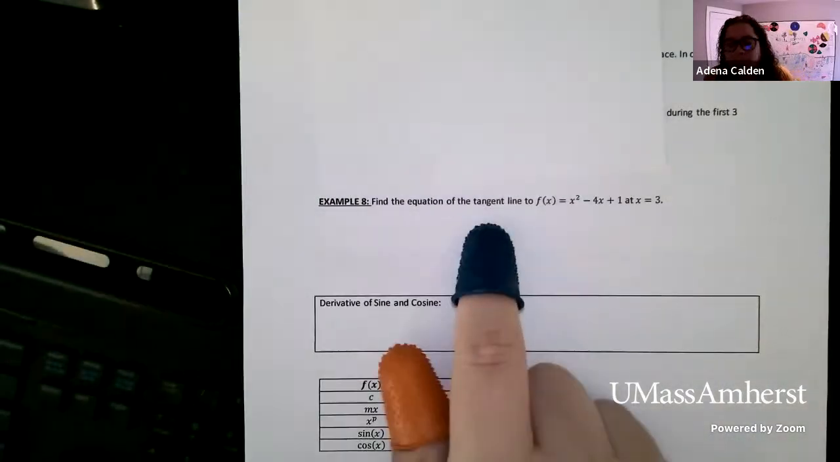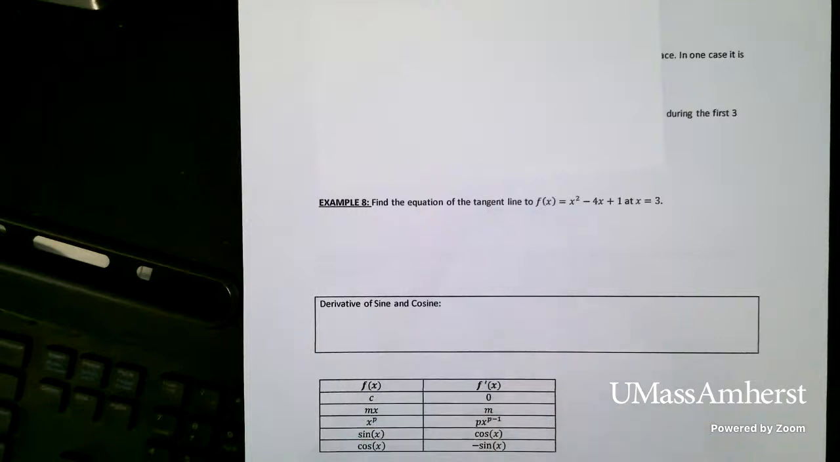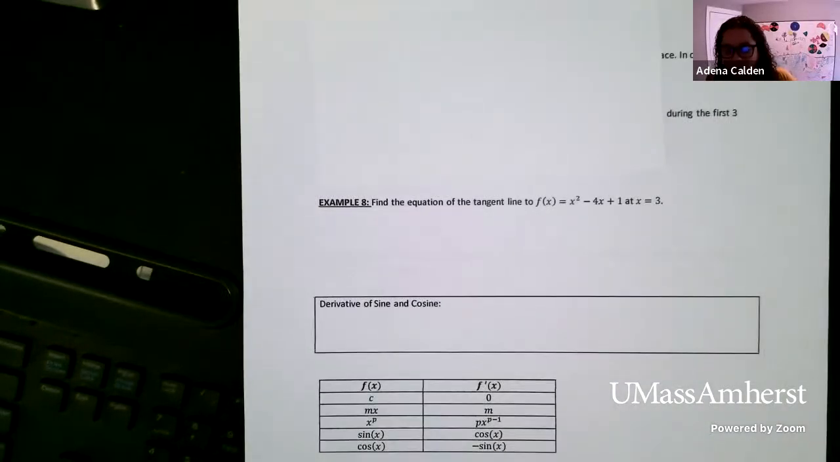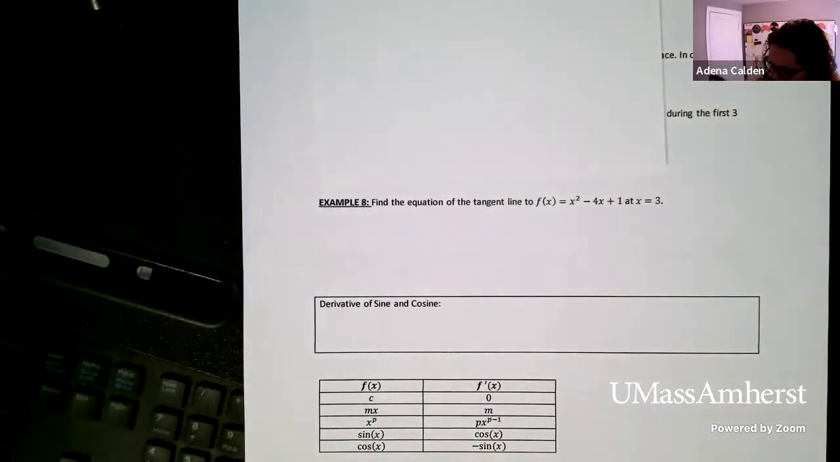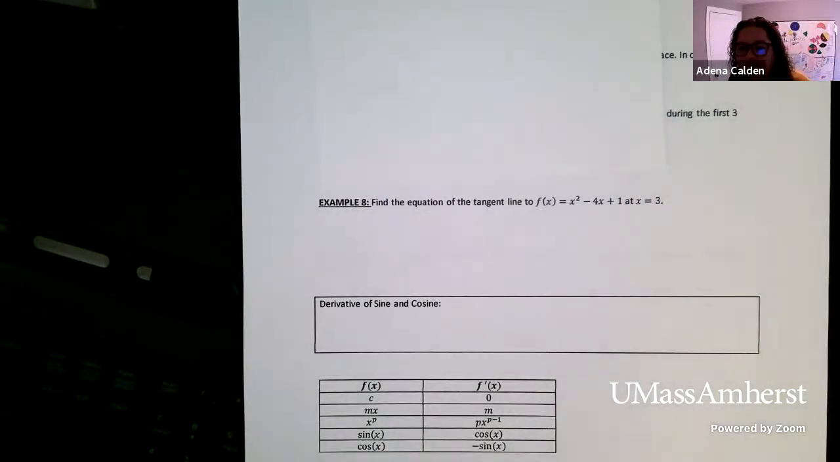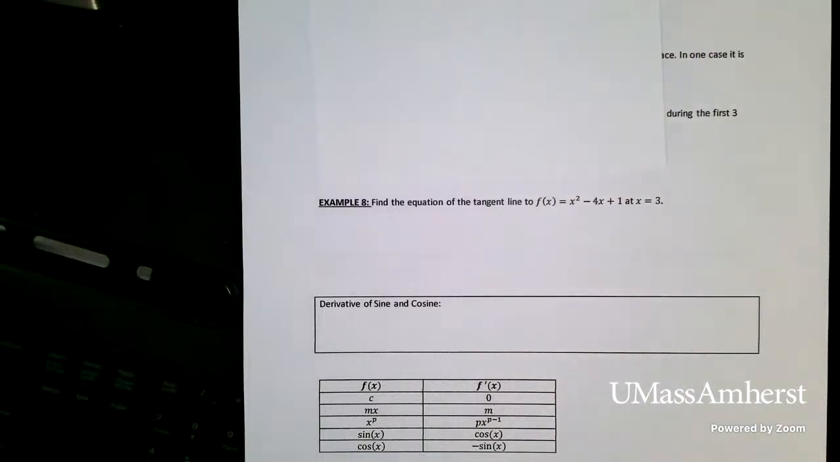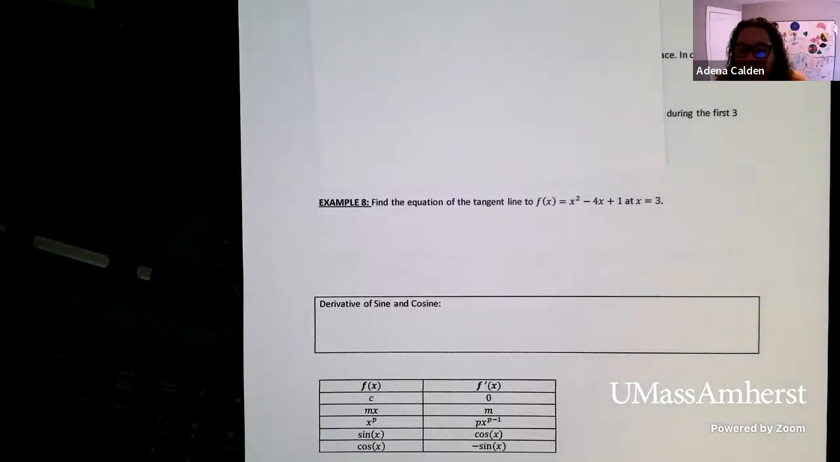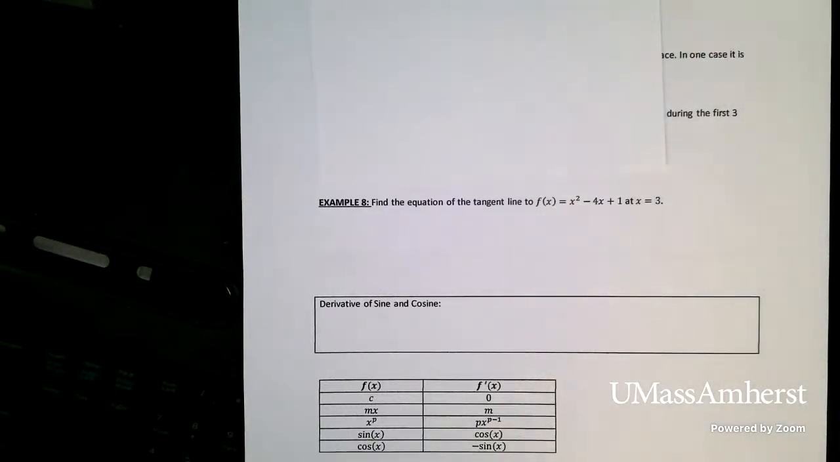So example 8 we're going to do is find the equation of the tangent line. So we've spent a lot of time in this class talking about how the derivative is the slope of the tangent line. And now that we have formulas, we can go ahead and extend it to actually finding the full equation of the tangent line. So we know that lines have equations that are y equals mx plus b.